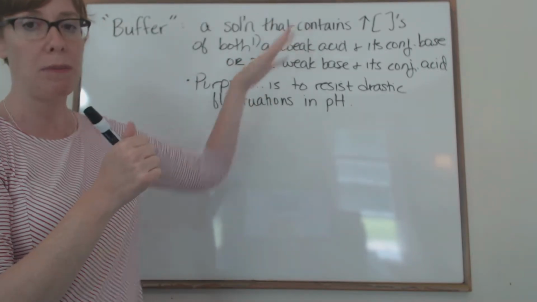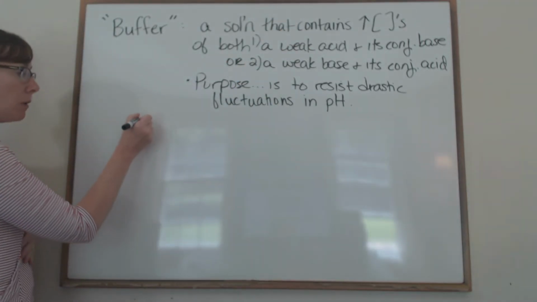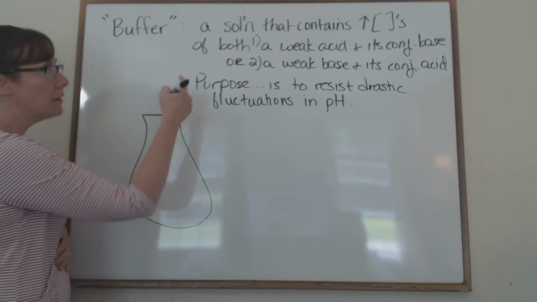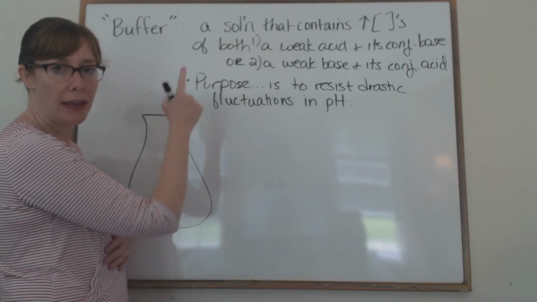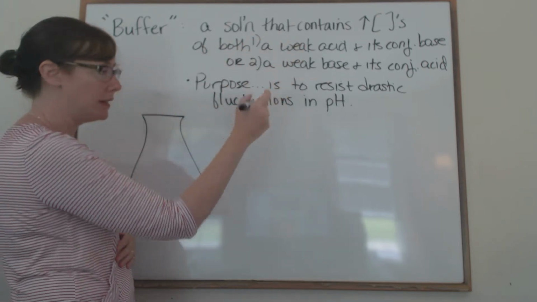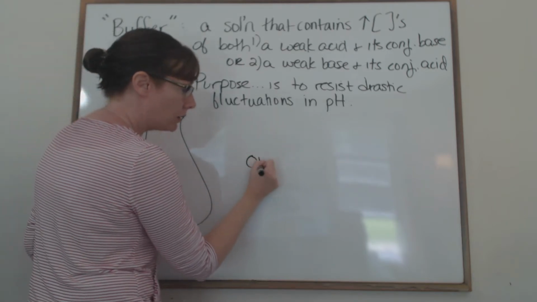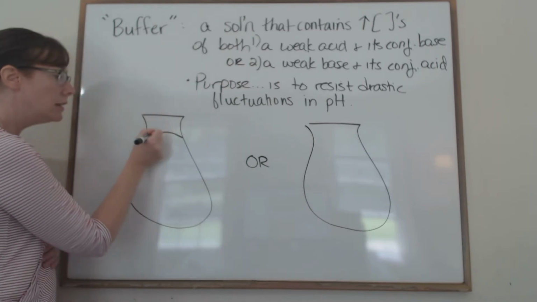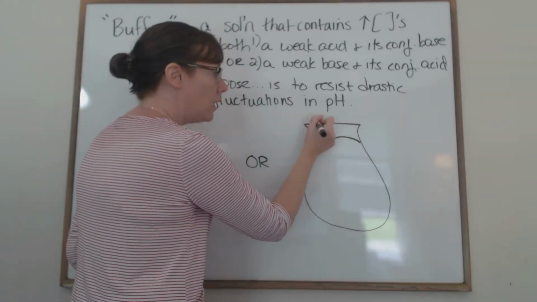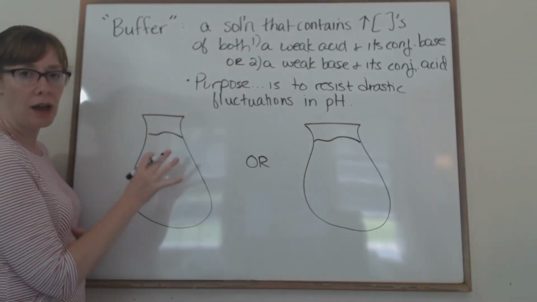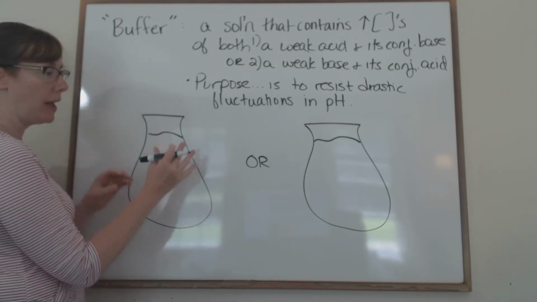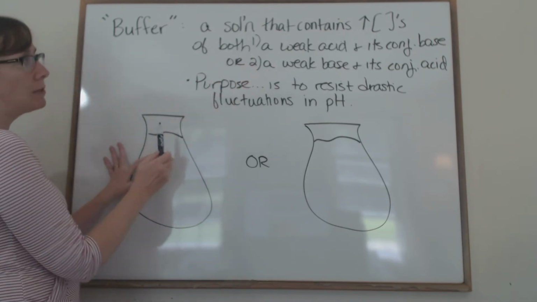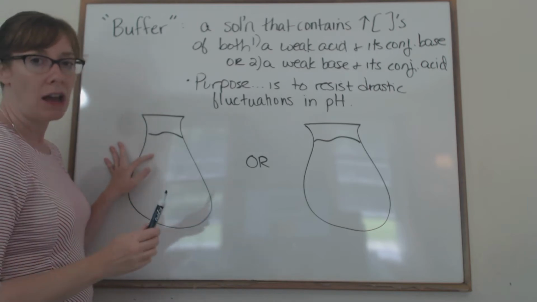But let's come back to what the buffer is made up of. There's really two options. The first one is probably the more common, the weak acid and its conjugate base. But the other one is also somewhat common, so we want to make sure we talk about it. These two bottles would represent buffers. Okay, so the first option is when you have a weak acid and its conjugate base.